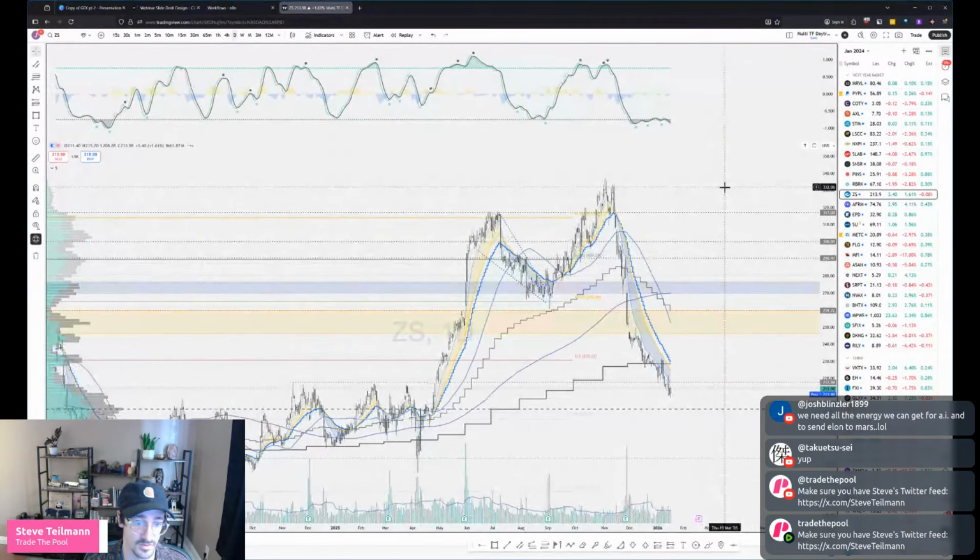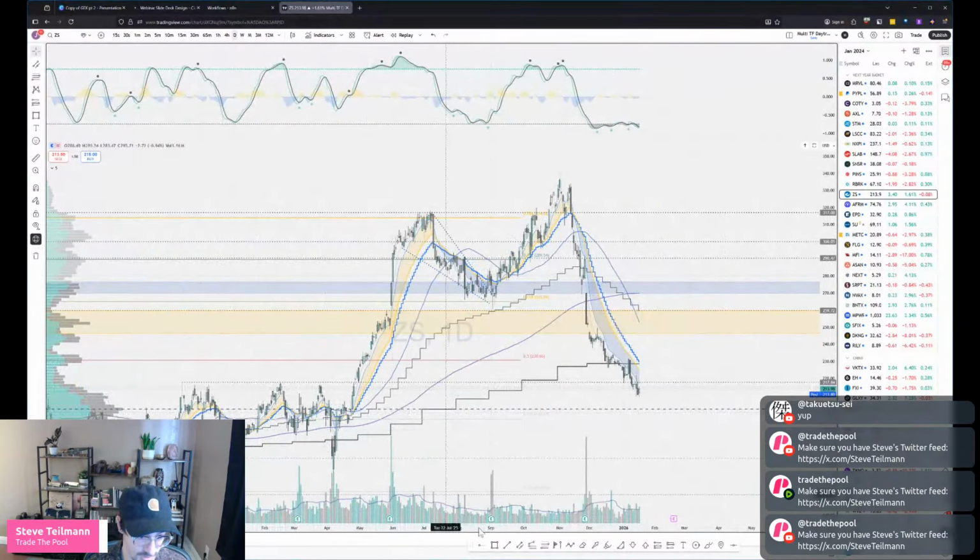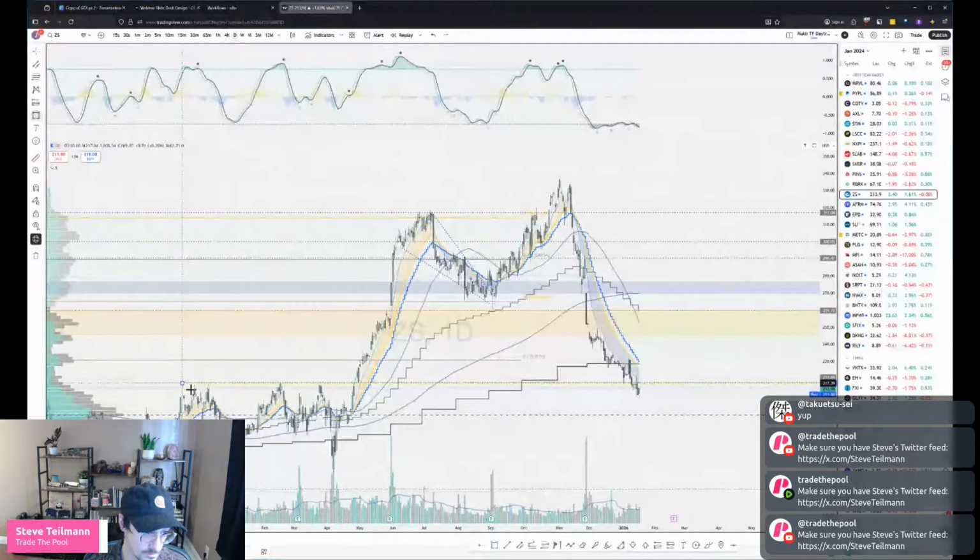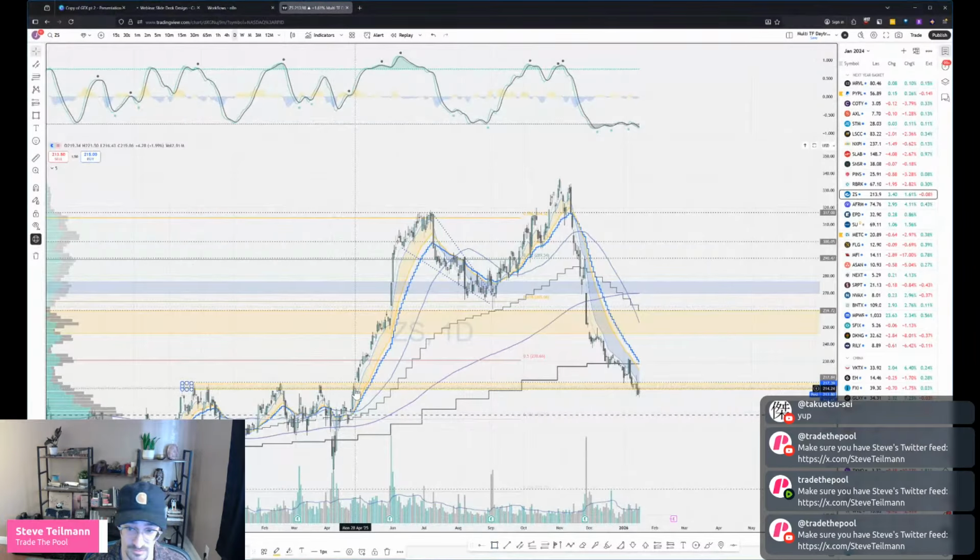Starting to get back to a level of interest. Yeah, there's the level of interest. So this was the setup we took long last year. The break literally from right here, from 215. That's funny, I got in at 211. I remember this one. Yeah, 211.